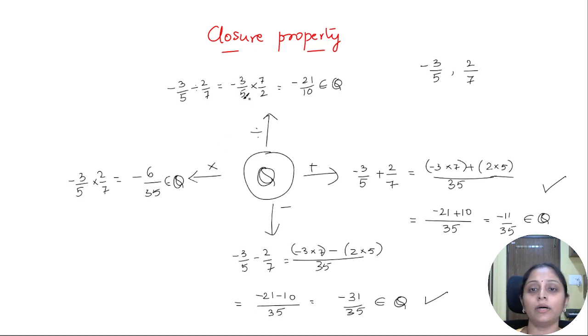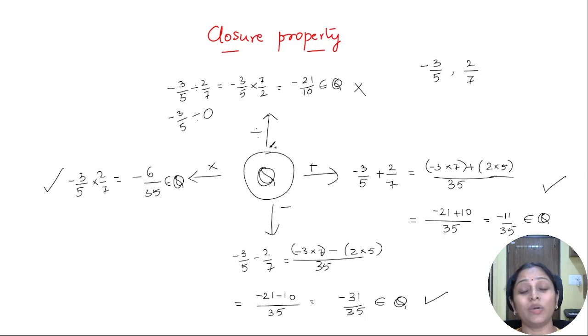True? Now here you will see that if I take the second element as 0, leave the first element as it is, you will see that minus 3 by 5 divided by 0 is not defined, and it does not belong to the set of rational numbers. So you need to conclude here that rational numbers are not closed under division solely because of the element 0.